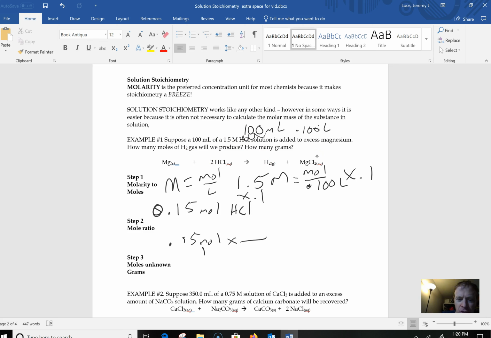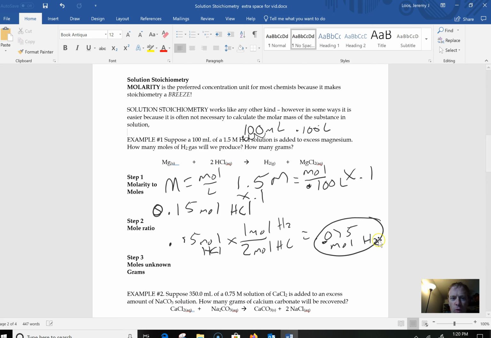I like to attach to the mole unit the thing that I'm talking about. And so since moles of HCl is on top, it's going to be on the bottom in the next one. There's 2 moles of HCl for every 1 mole of hydrogen. So basically it's 0.15 divided by 2, which is 0.075. So I've actually answered the first question.